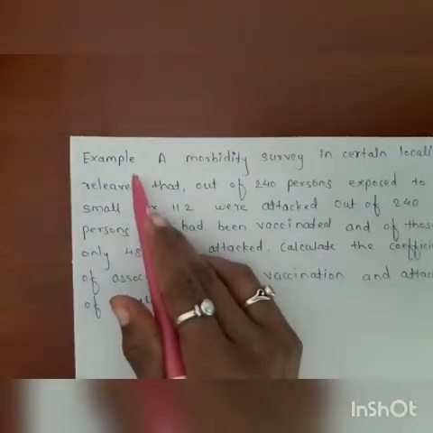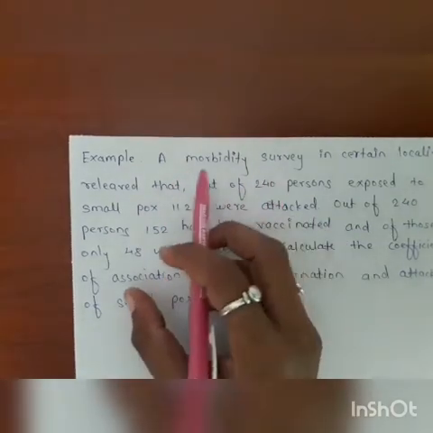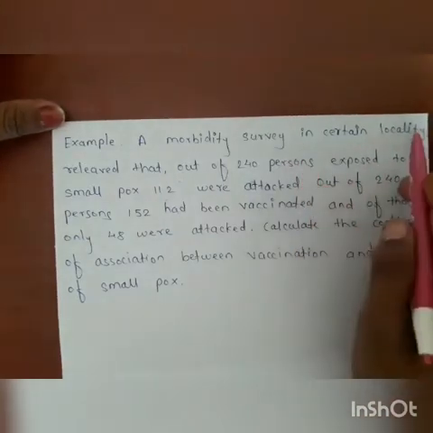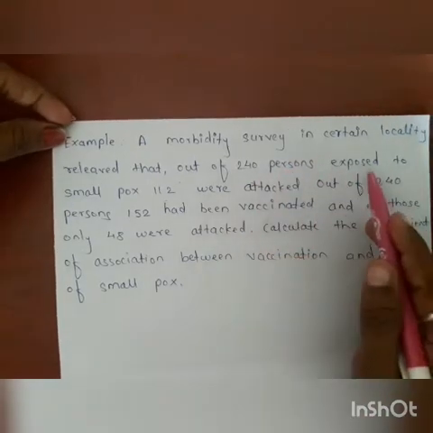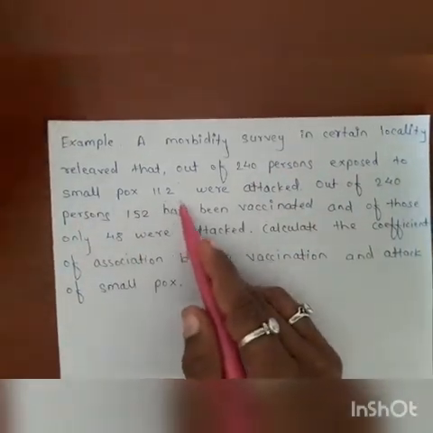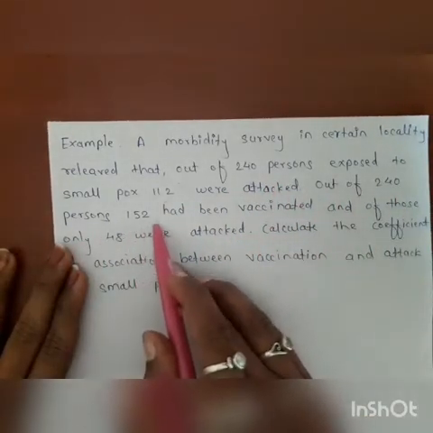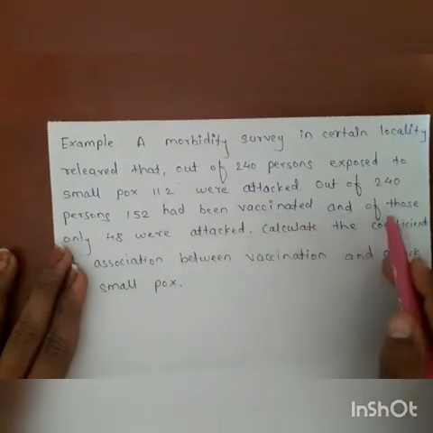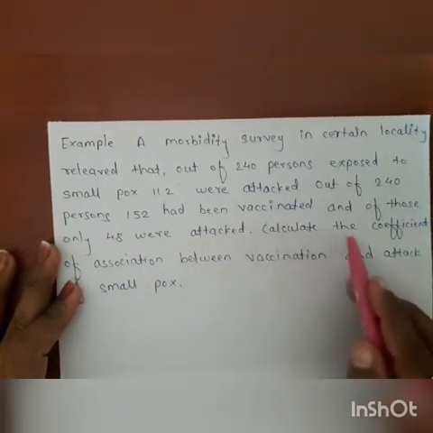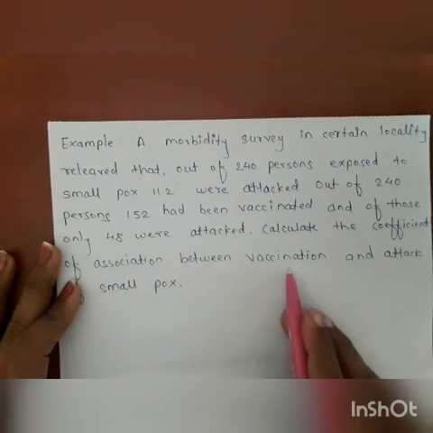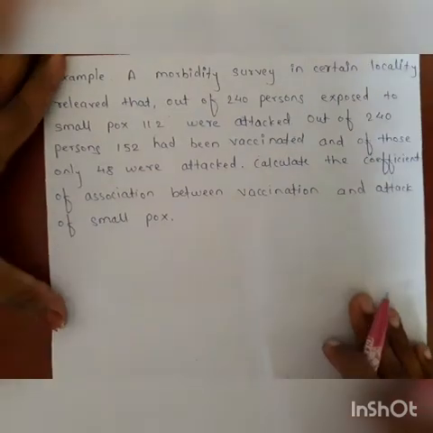Next one is the example. Question: a morbidity survey in a certain locality revealed that out of 240 persons exposed to smallpox, 112 were attacked. Out of the 240 persons, 152 had been vaccinated, and of those only 48 were attacked. Calculate the coefficient of association between vaccination and attack of smallpox. The solution.